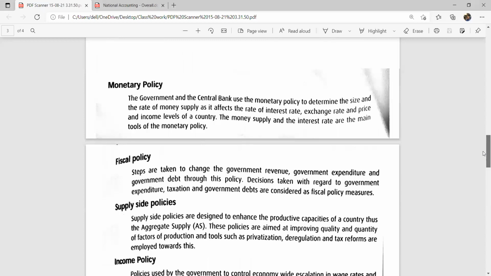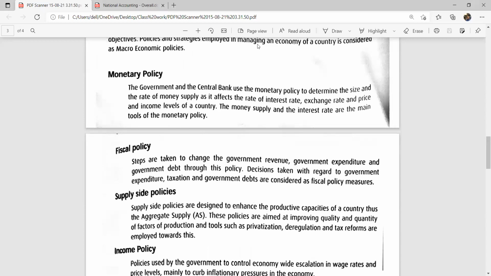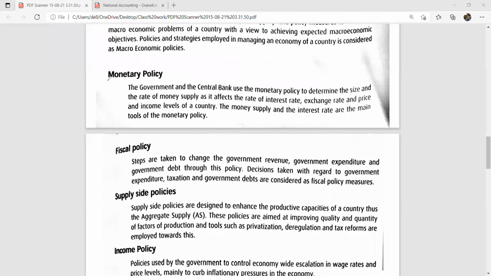Monetary policy and fiscal policy are demand management policies. These two. So the government implements either monetary policy, fiscal policy, or both to increase the country's aggregate demand, meaning total demand, or else the government will cut down aggregate demand by implementing these two policies.